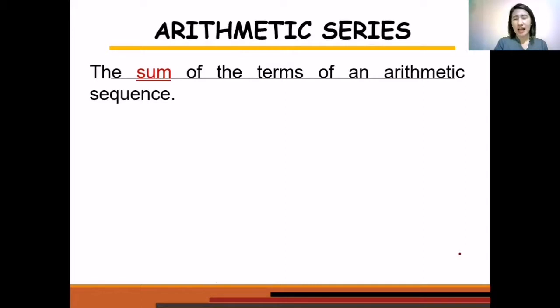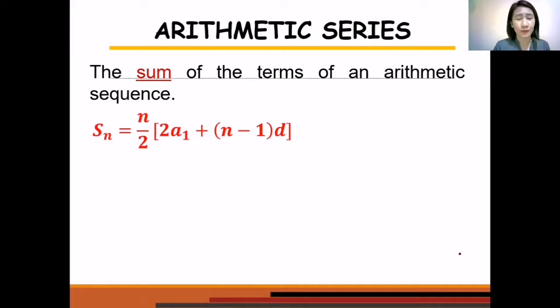Now, series. We already had the recall for the arithmetic sequence. Let us now have the recall for the arithmetic series. What difference do we have? It's just the sum. We're dealing with the same terms, the same pattern, but this time we are adding up the first few terms of that given sequence. So the formula that we're going to use is S sub n is equal to n over 2 quantity 2 a sub 1 plus n minus 1 times d.